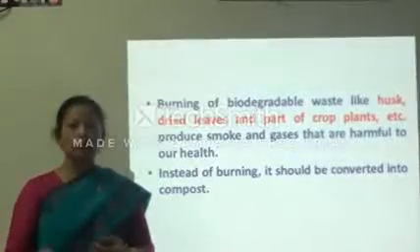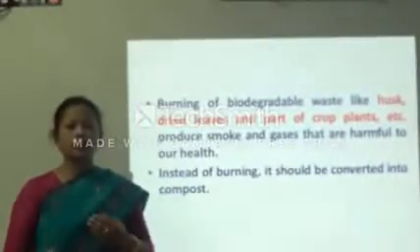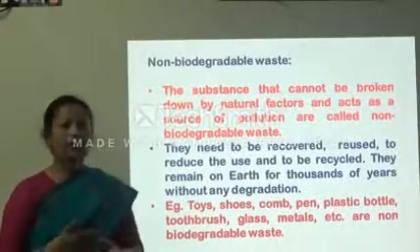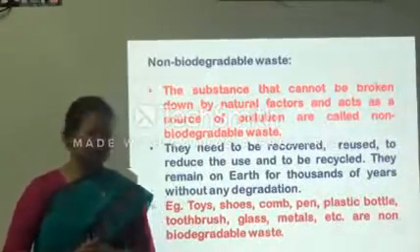Instead of burning, we should convert it into compost. Now, we will learn about non-biodegradable waste.